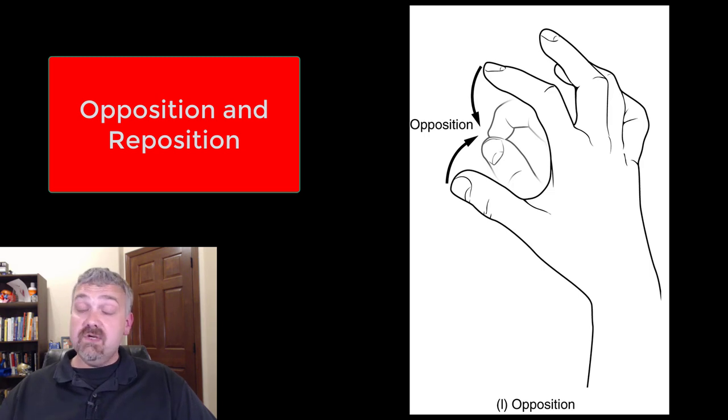You don't see this term very often, but there is a term for returning it. If you oppose your thumb across your palm or towards your pinky finger, that's called opposition. Bringing it back is called reposition. Not a big deal, but this matters so much because our opposable thumbs allow us to grasp things and use tools.